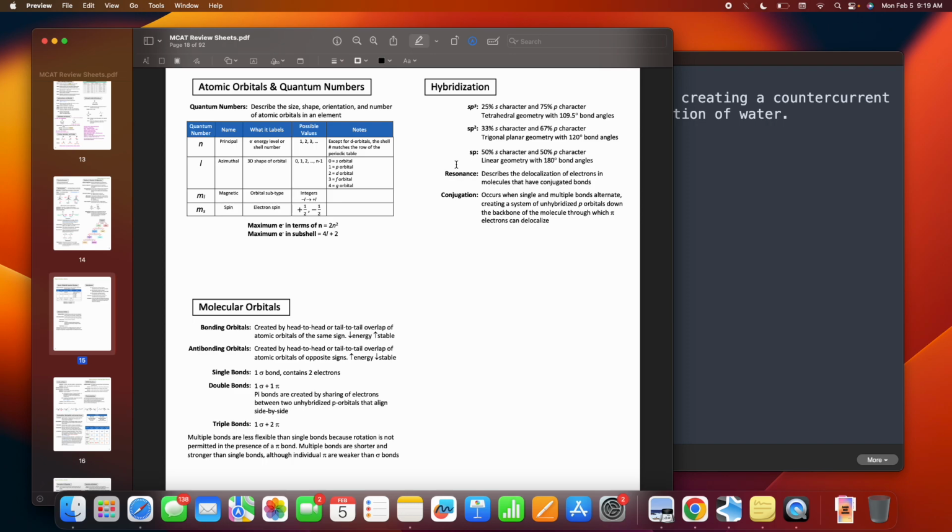We have resonance, which describes the delocalization of electrons in molecules that have conjugated pi bonds, and conjugation occurs when single and multiple bonds alternate, creating a system of unhybridized p orbitals down the backbone of the molecule through which pi electrons can delocalize. Cool.